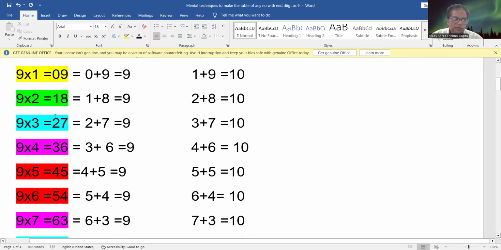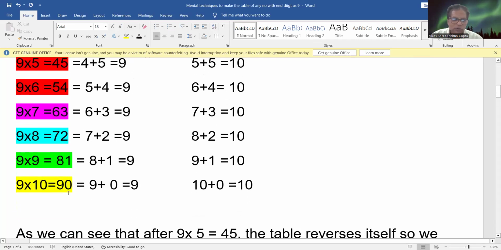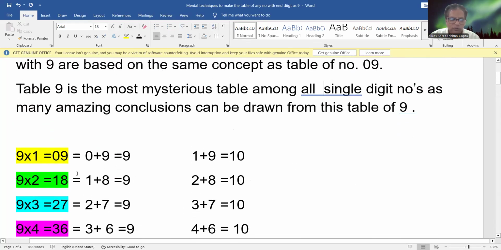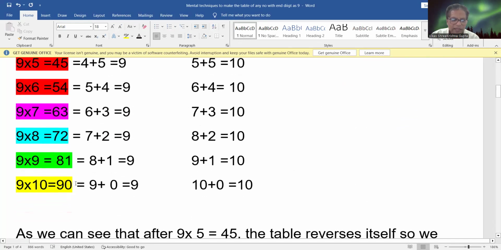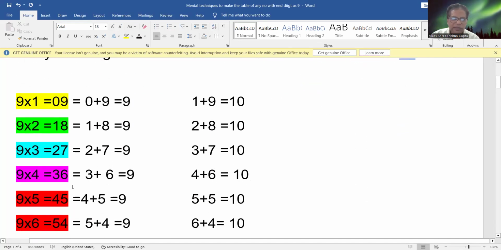When you write 9 into 1, 9 into 2, you first of all write 0, then keep on writing 0, 1, 2, 3, 4, 5, 6, 7, 8, 9, and then you reverse the writing 0, 1, 2, 3, 4, 5, 6, 7, 8, 9. Means from the top you start with 0, go up to 9, and from the bottom you start with 0 and go up to 9, and your table is ready. Even if you forget the products, you can easily write with this technique 0, 9, 18, 27.